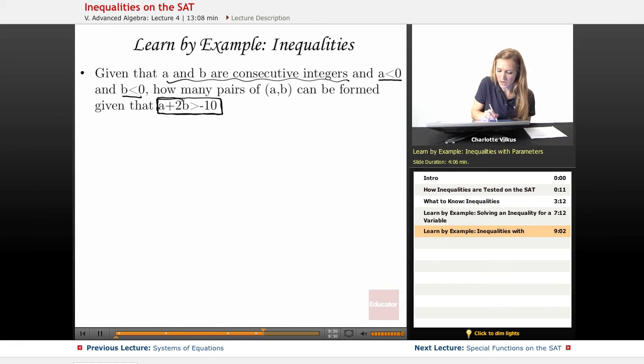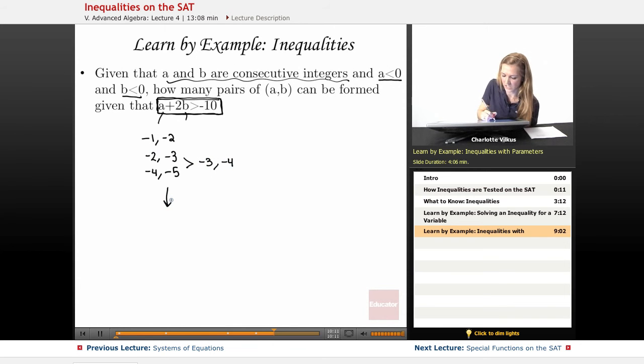Here our parameters are definitely important, because if I didn't have some sort of parameters on this equation, I could make an infinite number of a's and b's that are going to be greater than negative 10. But here I know that they're negative, and that they're consecutive integers. So if I'm just looking at my basic consecutive integers, I should have negative 1, negative 2, negative 2, negative 3, negative 4, negative 5. I could do negative 3 to negative 4 also here, and then I can just keep going.